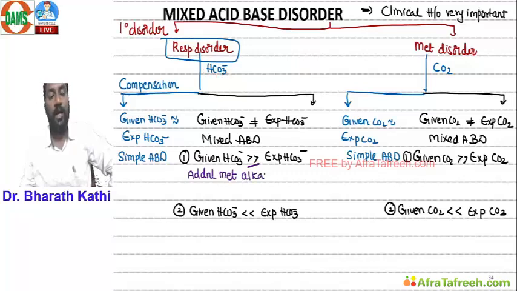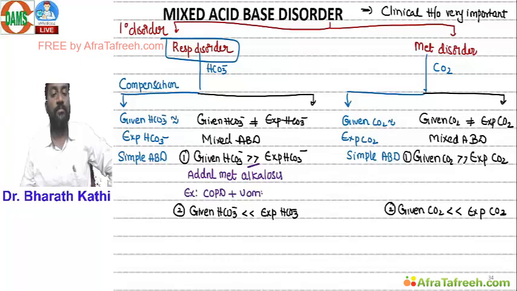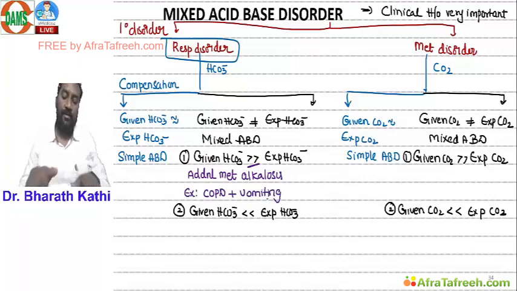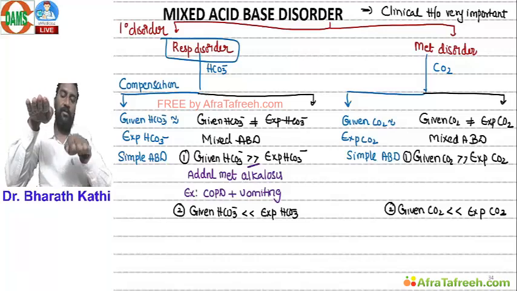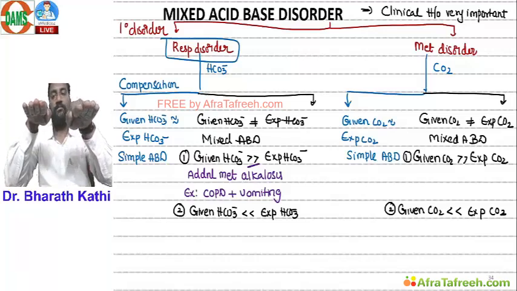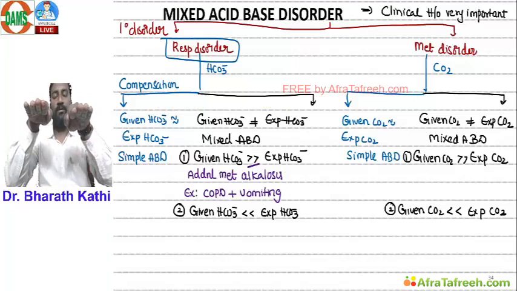Metabolic alkalosis. Example, COPD with vomiting. Another patient with COPD. His CO2 has increased from 40 to 60. To call it a compensatory phenomenon, bicarbonate should increase to how much? 34. But it has decreased to 30. Body's compensatory phenomenon should bring it to 34.